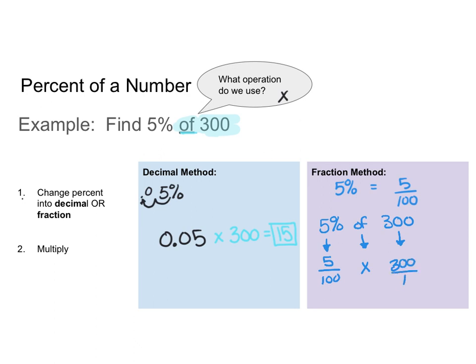It makes it a little bit more simple when we do that. So we have 300 divided by 100. So I'm going to go ahead and simplify that, and that would just be 3. So then I have 5 times 3, which is 15. And we get the same answer on both sides.